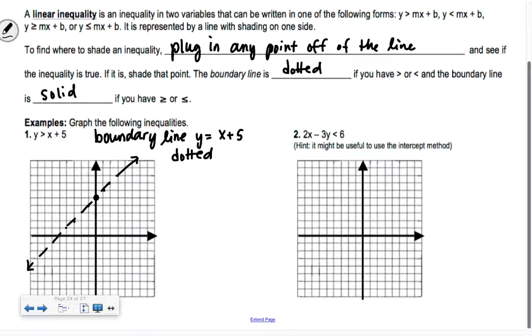All right, now we pick any point that's off of the line. What's the point that's easiest always? Do you guys remember this? 0, 0. The origin is not on the line. Do you see? It's not even anywhere close to the line.